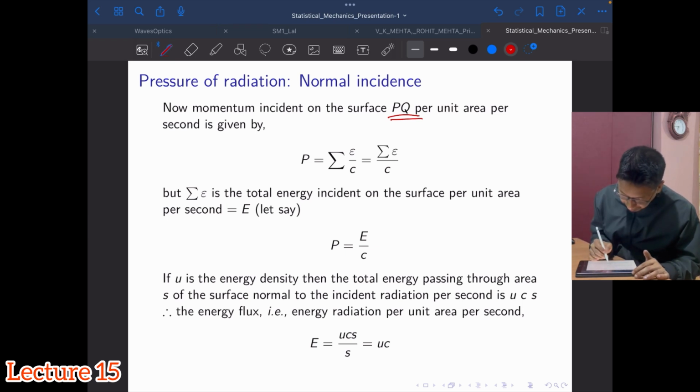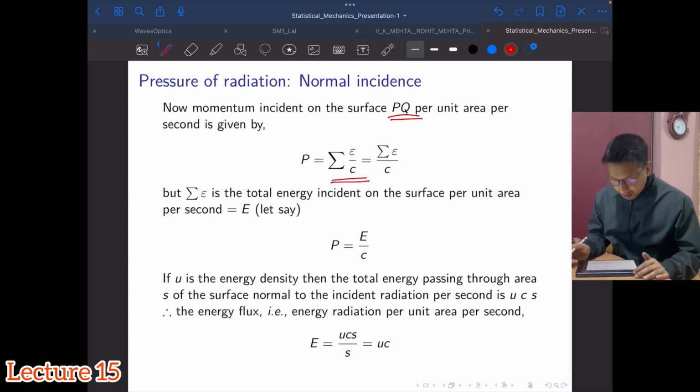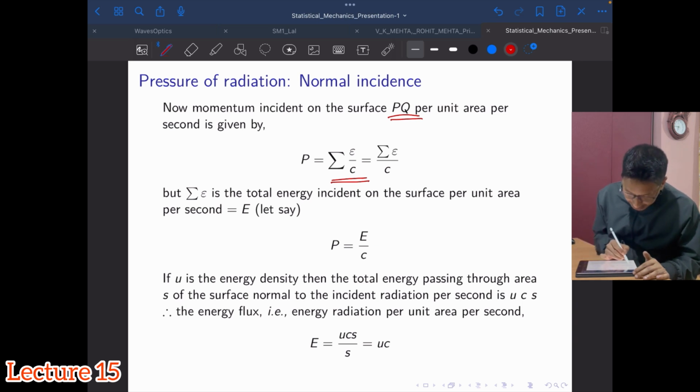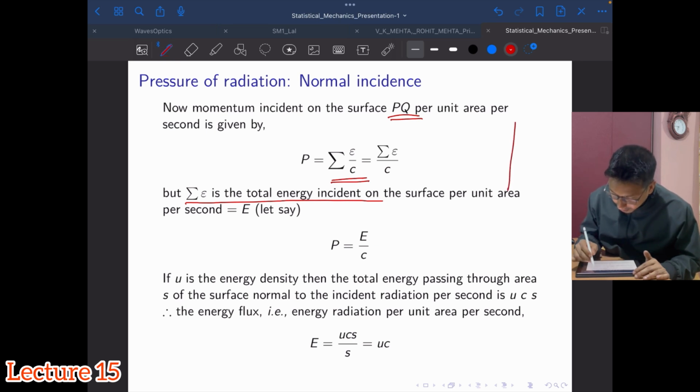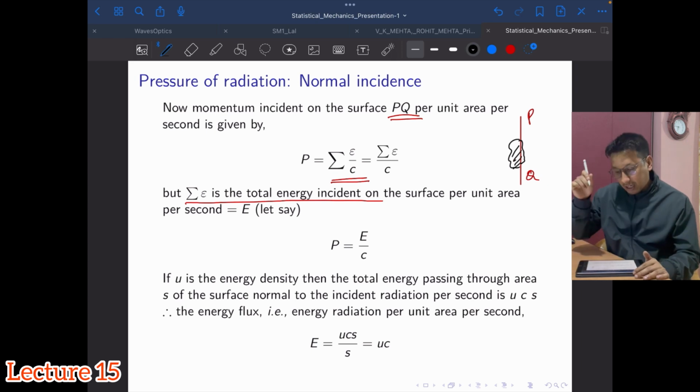That is given by this linear sum over E by C. Anyway, C is constant, so the sum goes over E, the sum of script E, the total energy incident on the surface per unit area per second. On this PQ surface, I have considered some unit area, and I am counting the photons which are falling on this area per second.